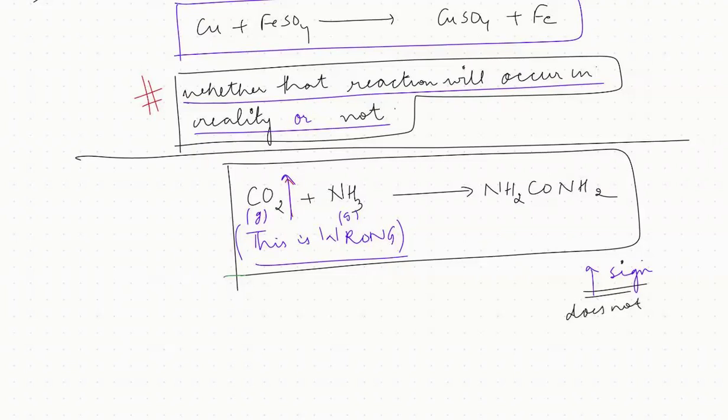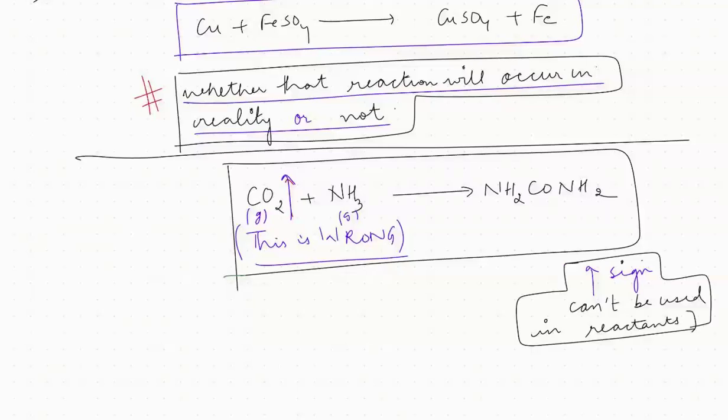Upward sign can't be used in reactants. All right. So the upward sign can't be used in the reactants. Any doubts in this? Okay. So this upward sign can't be used in the reactants. Got the point? Right. So this upward sign has to be used in the product side only. That's important.